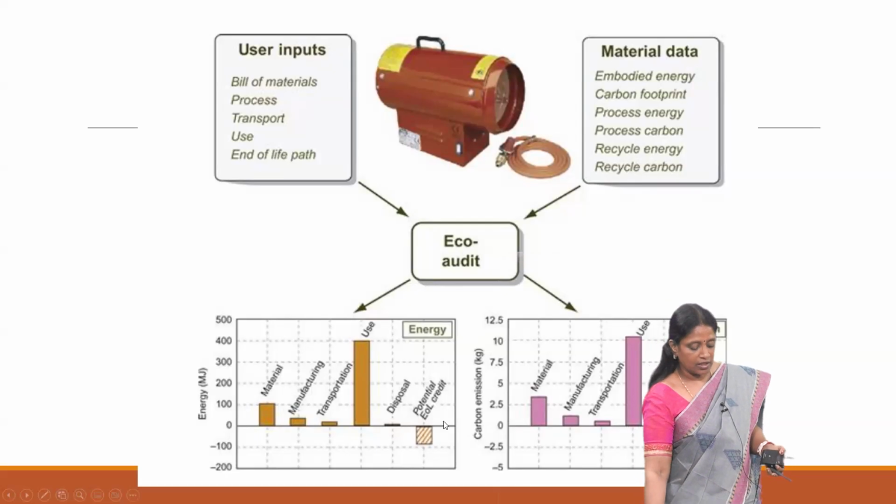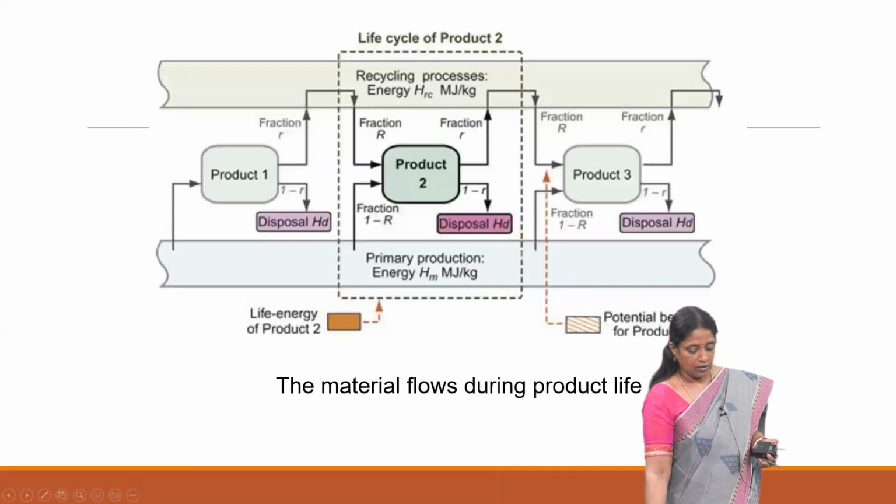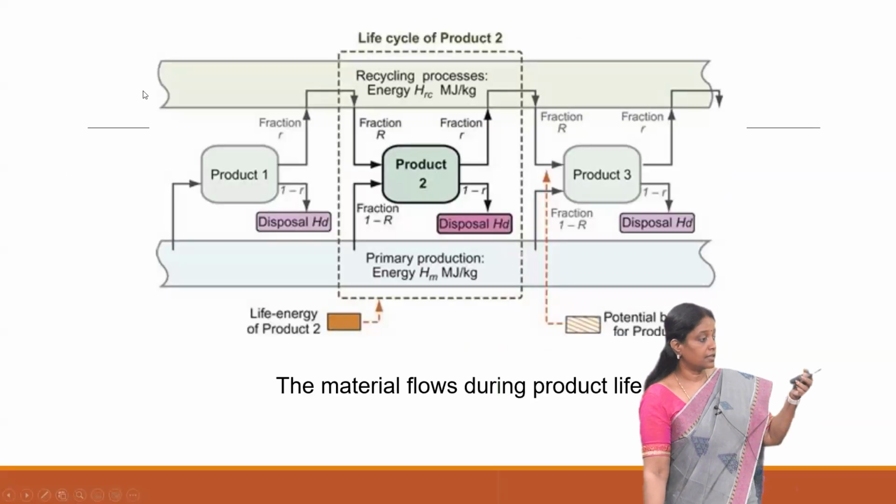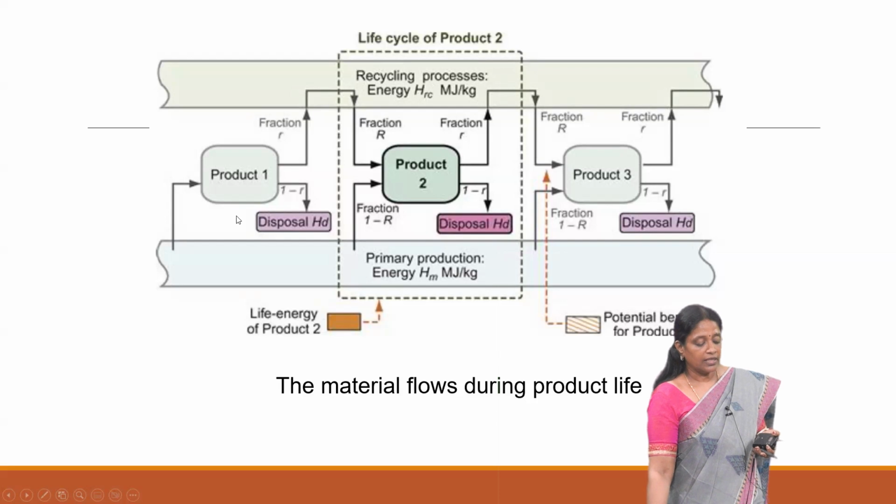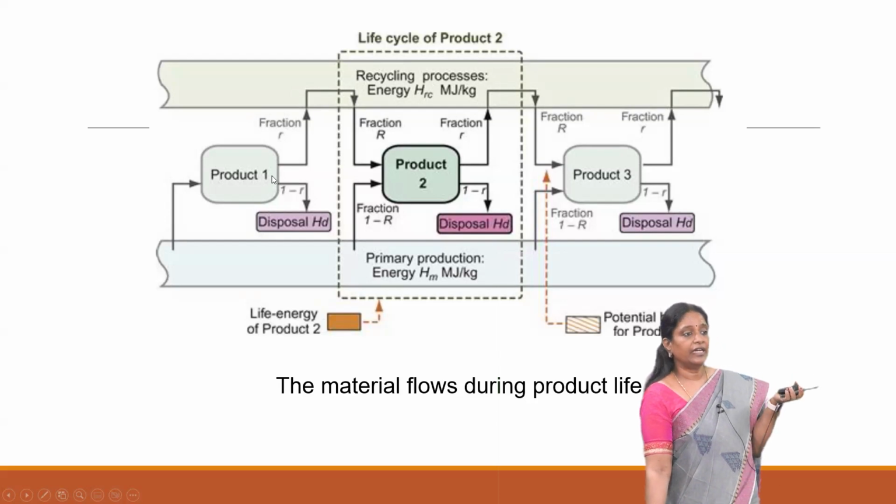Okay, so potential EOL credit, if you can quantify, there is in terms of energy, in terms of carbon emission. And yeah, this answers the question about what happens. So there is product 1, which is totally made from virgin materials, right?